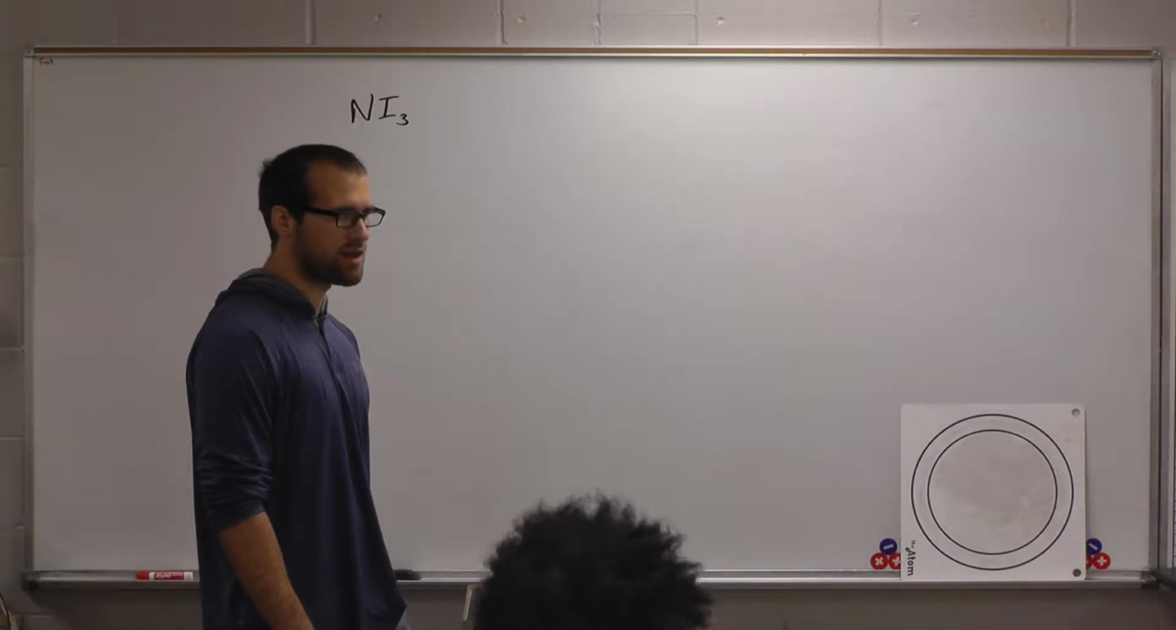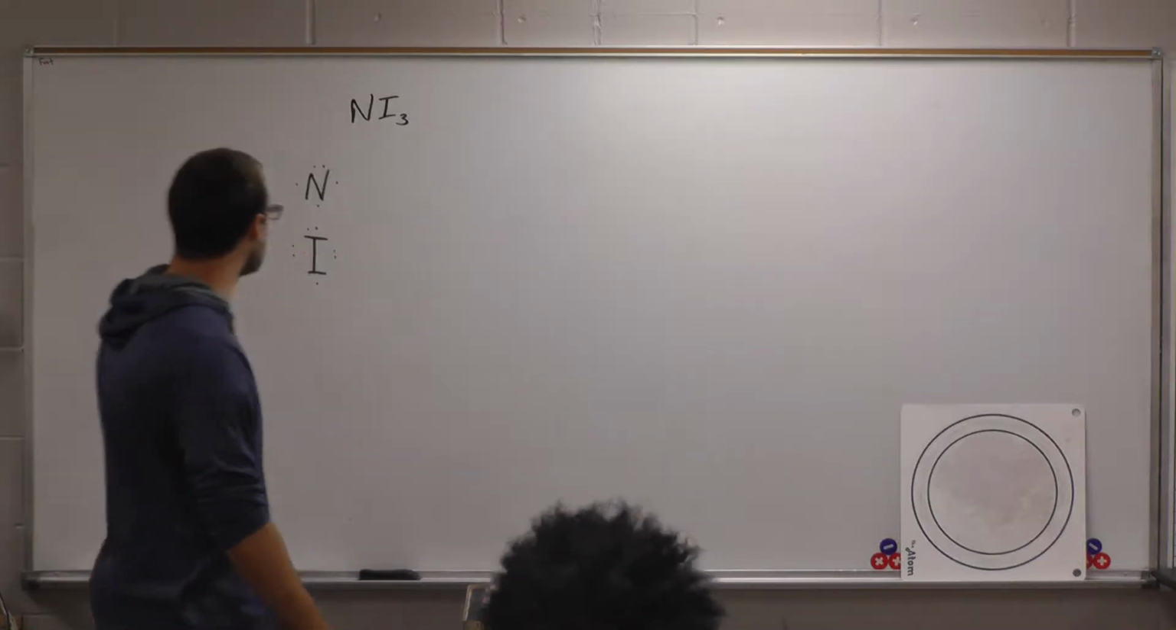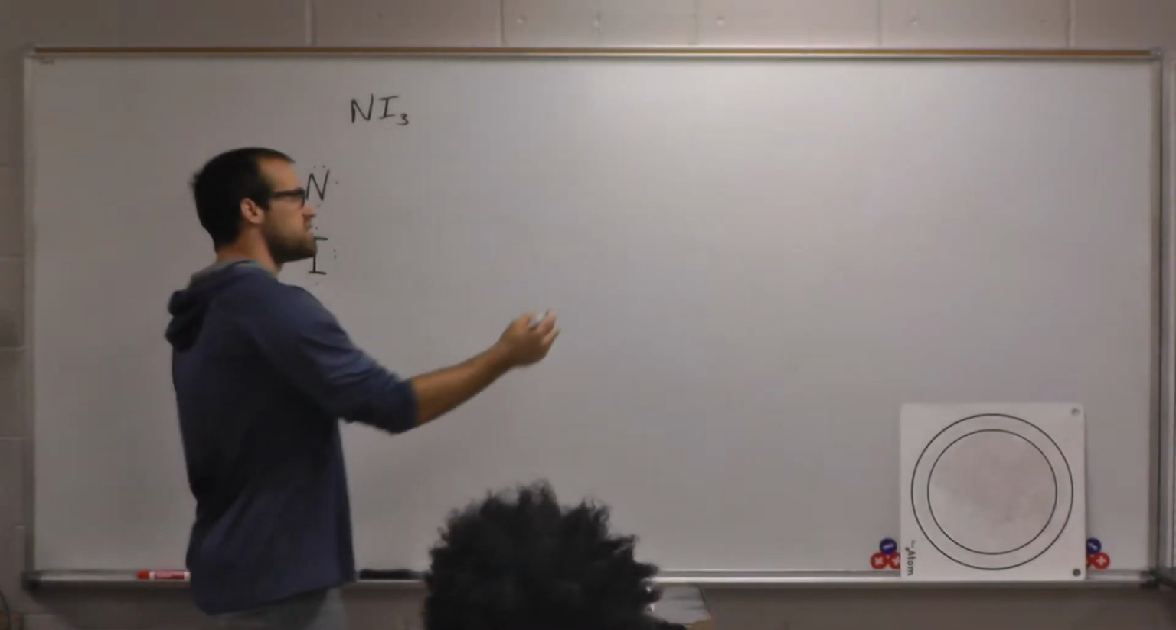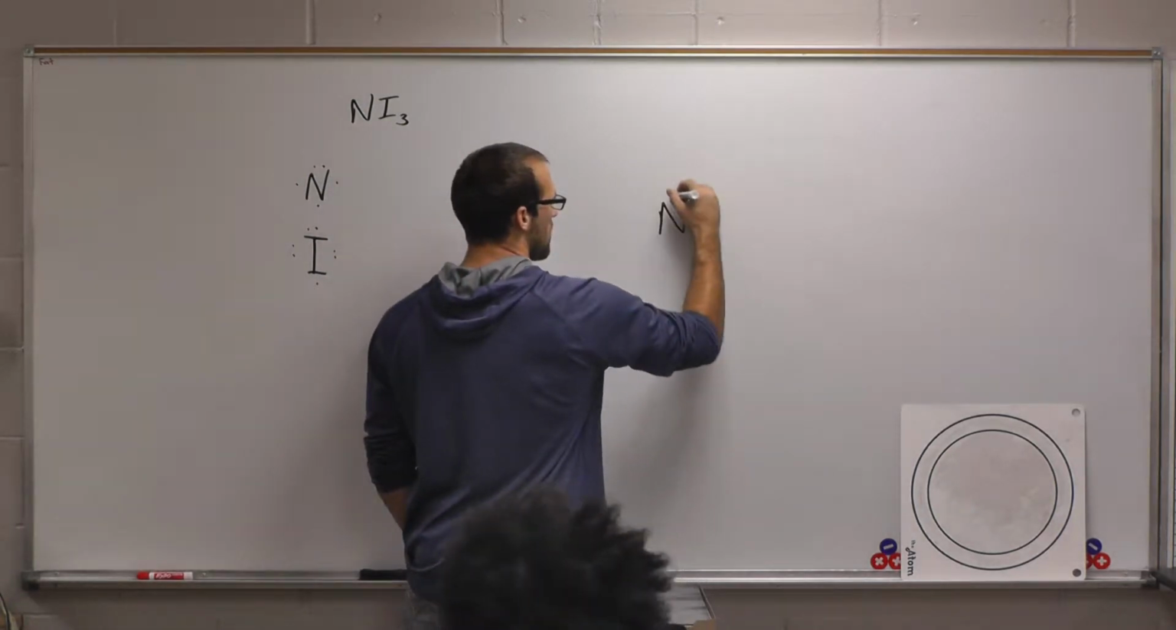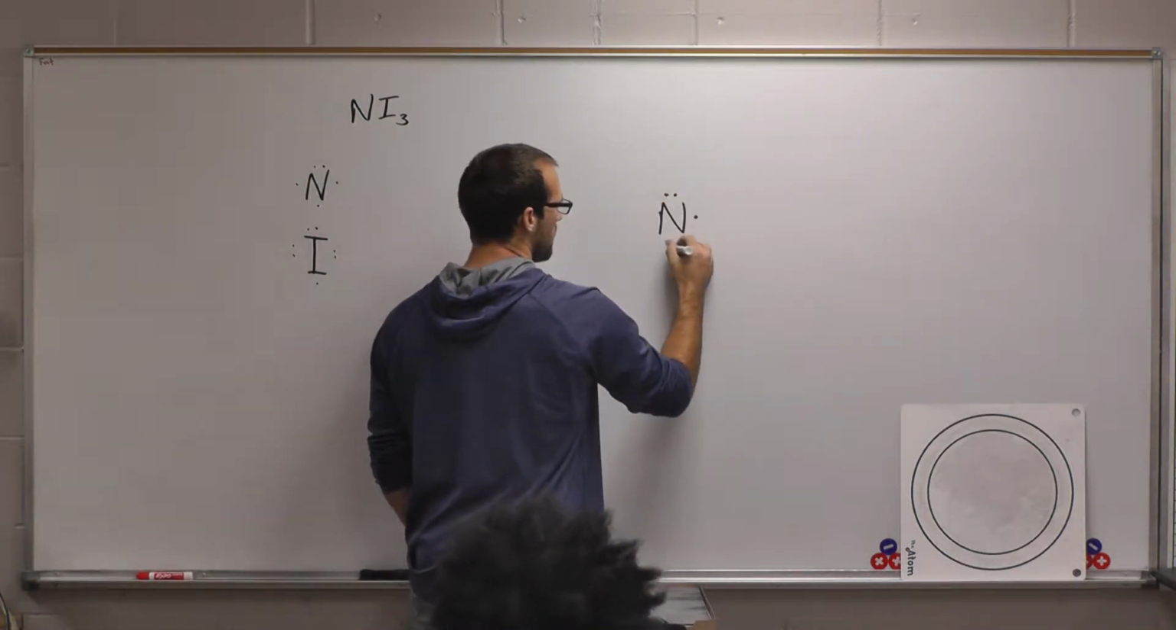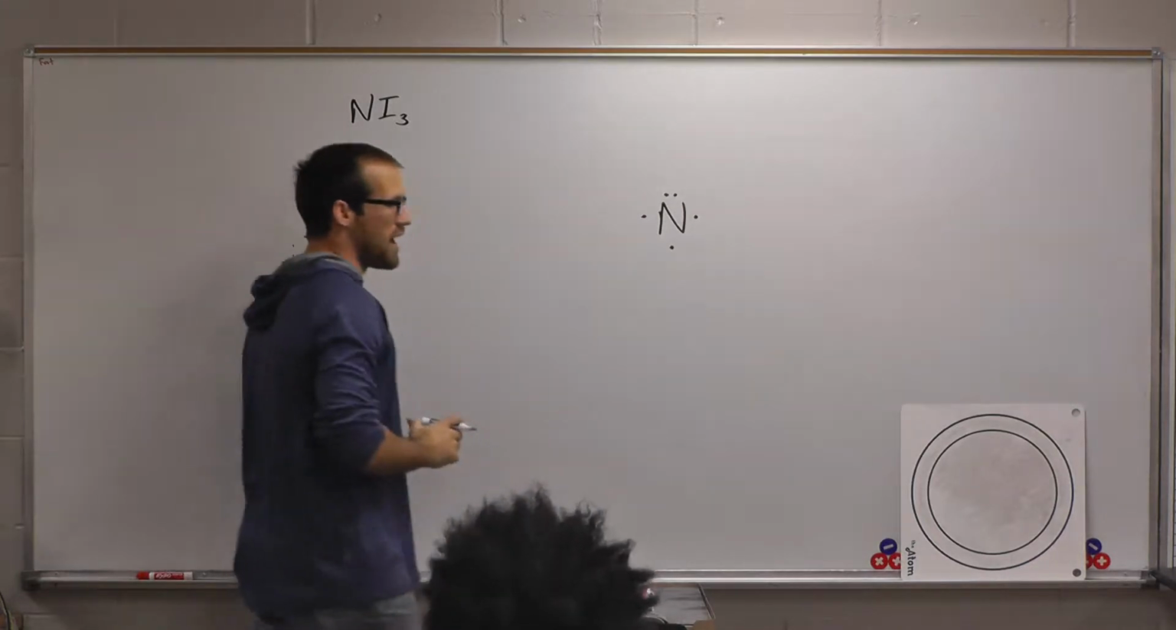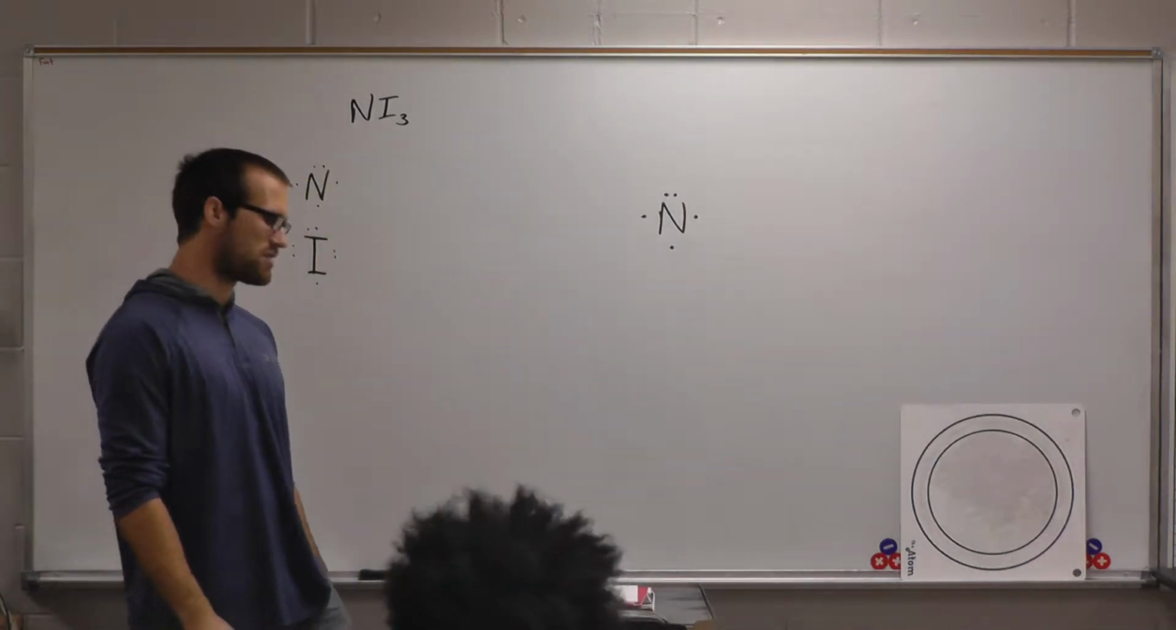Does that make sense, what I'm asking? Which of these 2 has the most bonding sites or the most unpaired electrons? Nitrogen. So, nitrogen is going to go in the middle of your Lewis structure. So let's just write nitrogen with the number of valence electrons it has.